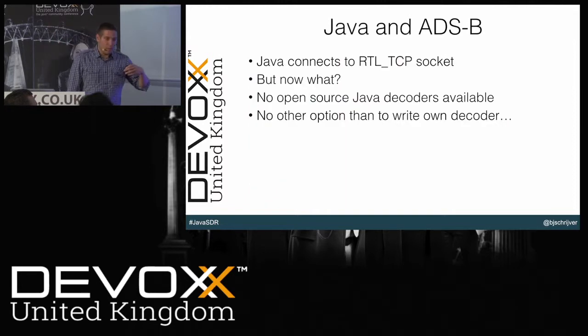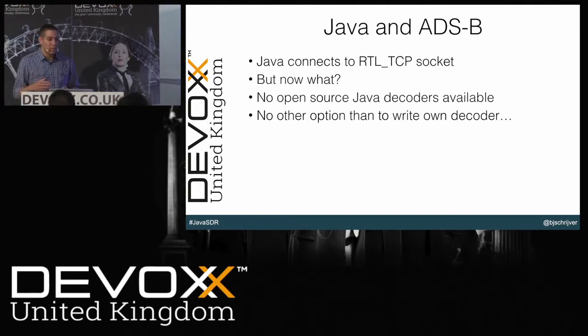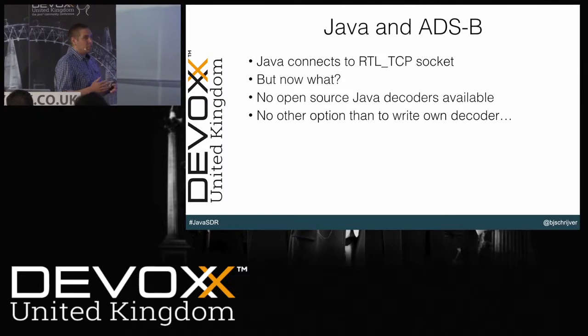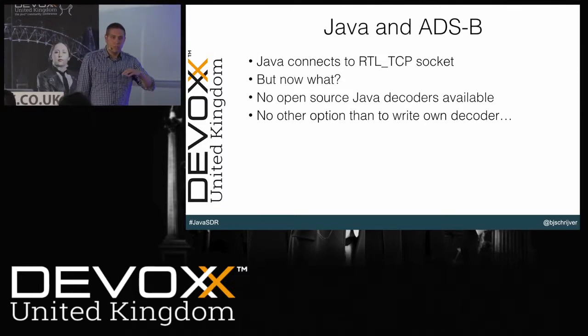So now we've got our RTL TCP socket. We've got our Java IDE ready to connect to it. We can connect to it, but now there's this huge audio stream. Since the digital signal is represented as an audio stream, we need to process it, but I have no idea how.